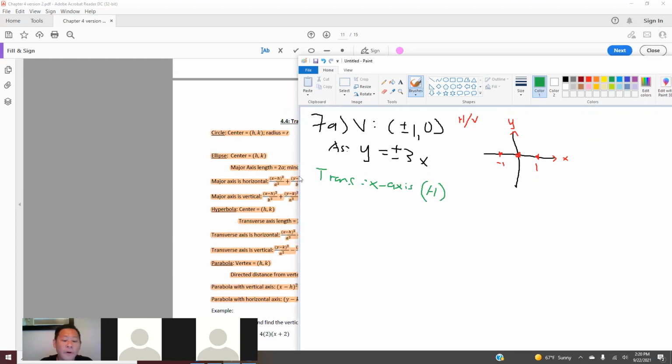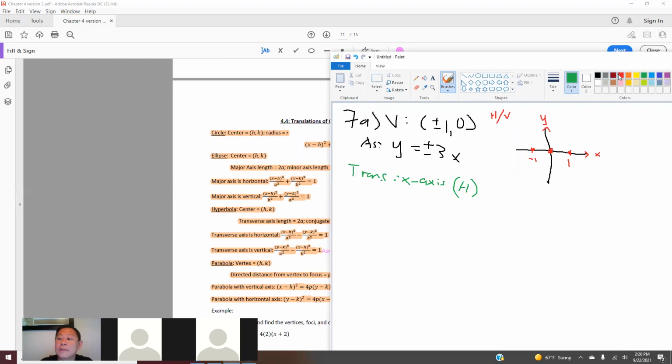So the formula for this case, a hyperbola with the transverse axis horizontal, we use this. Again, your h, k is 0, 0 because your center is at 0, 0. Your formula will be x squared over a squared minus y squared over b squared equals 1. So this is your equation in this case.